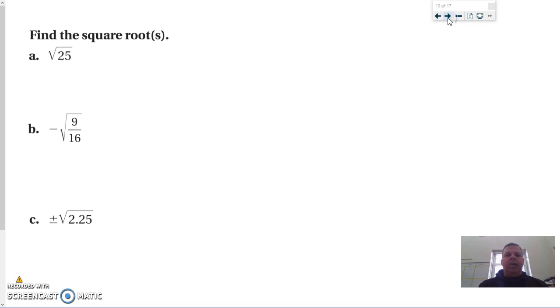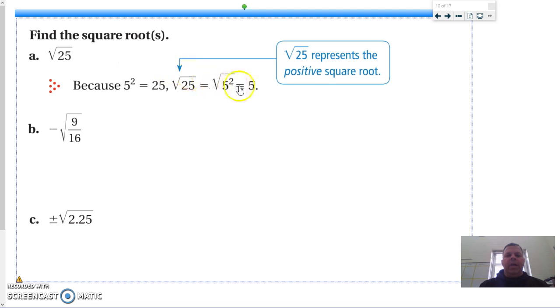Please try to find out the answer to A. Hopefully you were able to figure out that that is positive and minus square root of 5. It could be both of those.